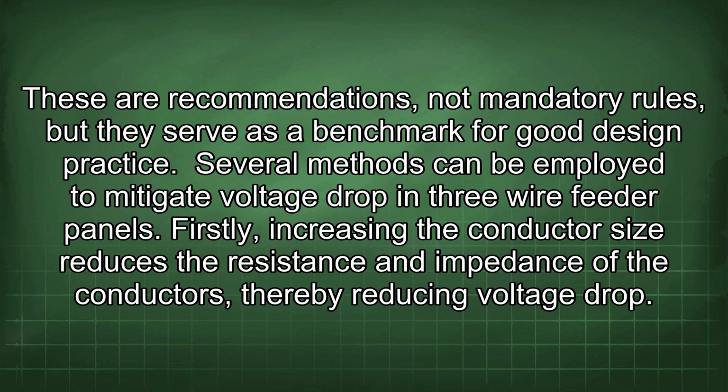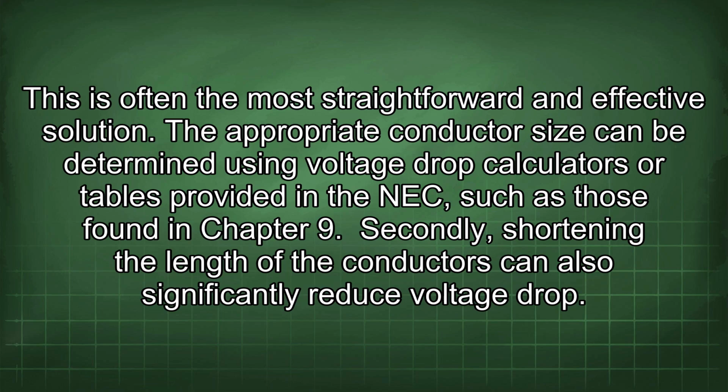Several methods can be employed to mitigate voltage drop in three-wire feeder panels. Firstly, increasing the conductor size reduces the resistance and impedance of the conductors, thereby reducing voltage drop. This is often the most straightforward and effective solution. The appropriate conductor size can be determined using voltage drop calculators or tables provided in the NEC, such as those found in Chapter 9.